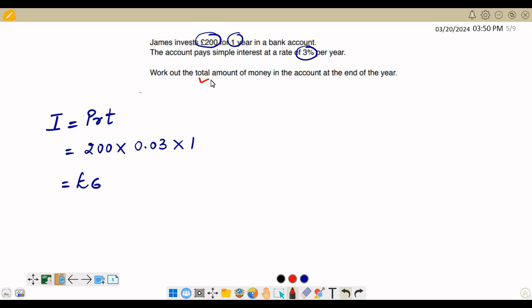Total amount equals principal plus PRT. So the principal amount is £200 plus PRT, which is 6, giving £206 in his bank account at the end of the year. Got it? Very good.